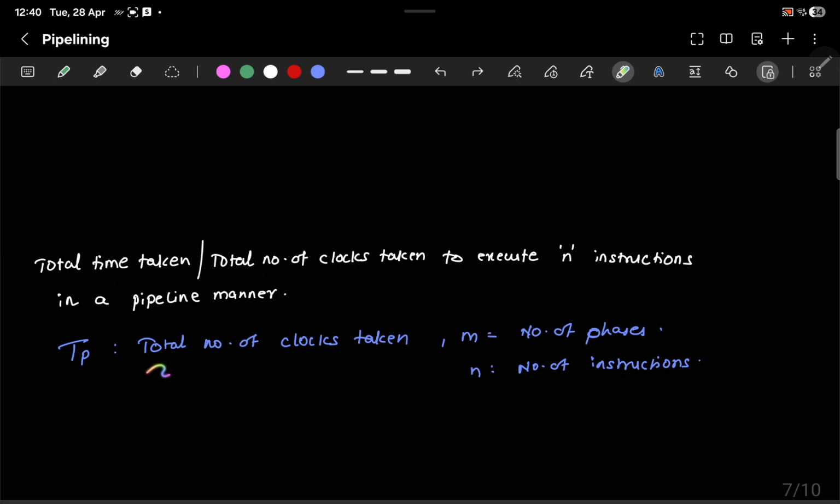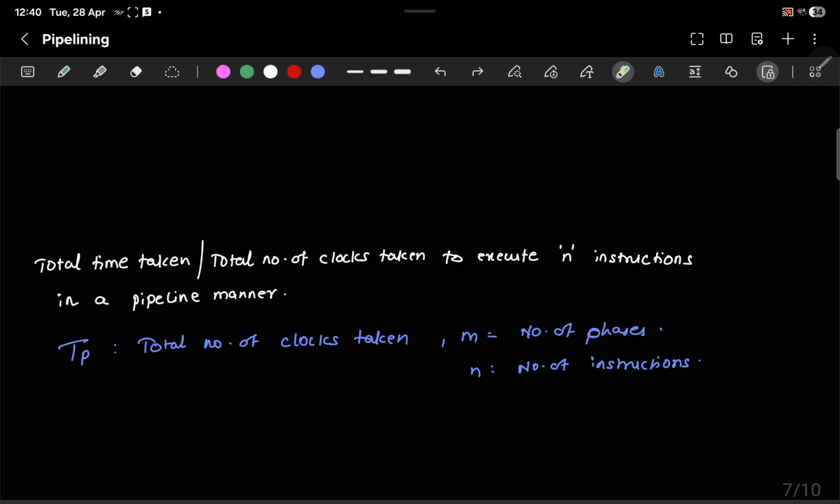Okay, now suppose the total number of clocks taken is TP. I am just denoting it with something called TP, and the number of phases is M, the total number of phases, and the number of instructions is N. So these are the notations I am using.